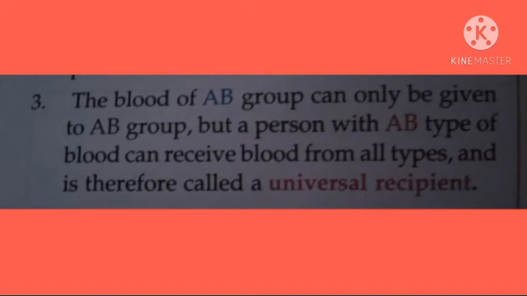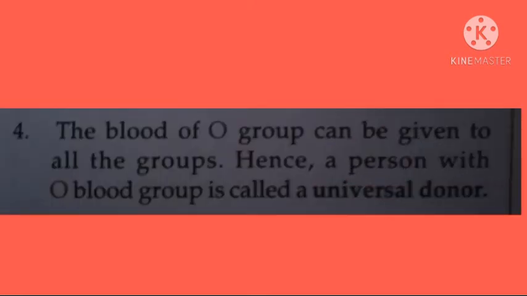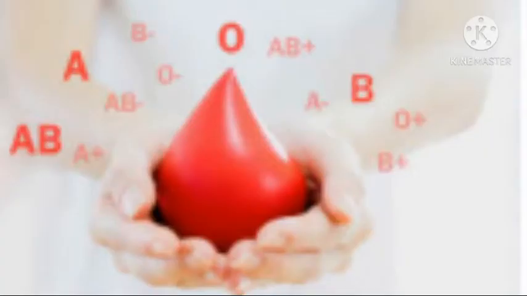That's why this group is called the universal recipient, AB blood group. Blood group O can be given to all groups. Hence, a person with O blood group is called a universal donor. So students, a blood bank is a place where blood collected from donors is stored and preserved to be later given to a recipient as and when needed. In that way it is going on.